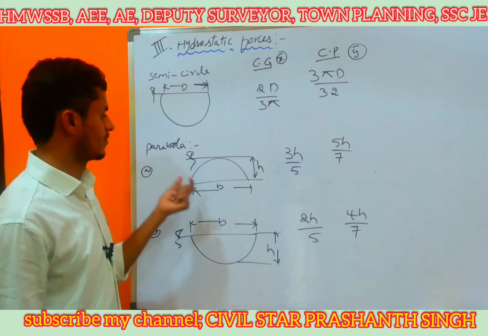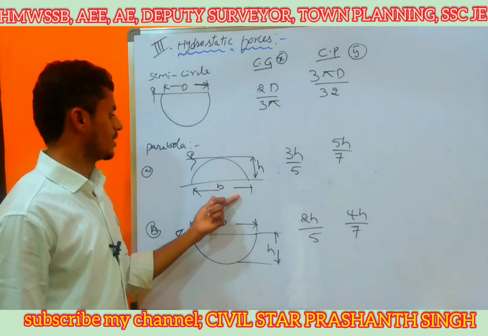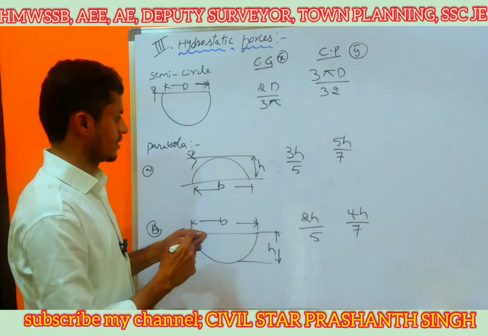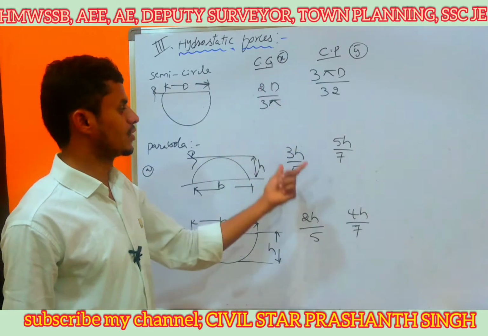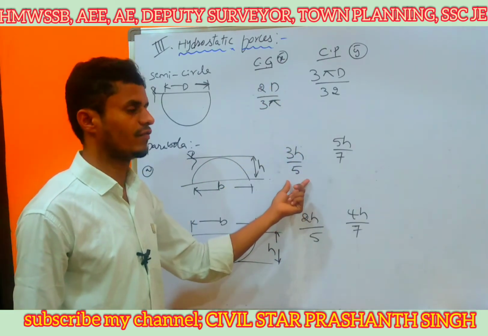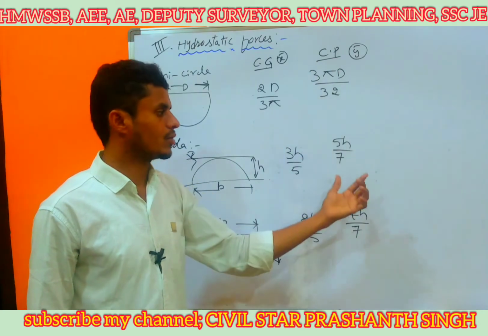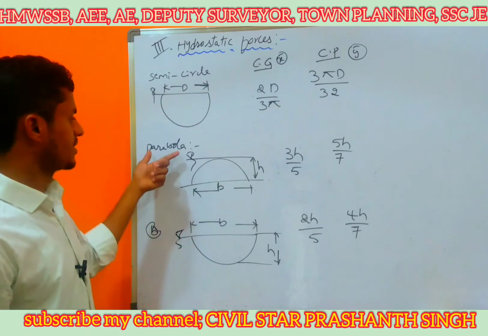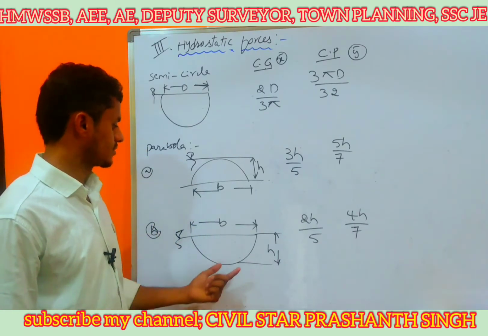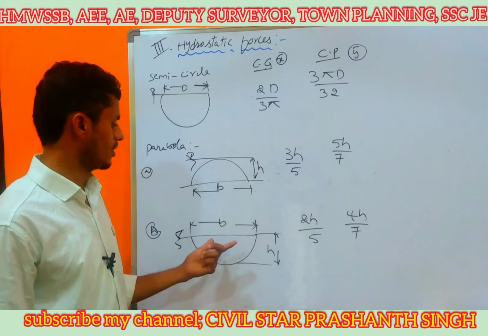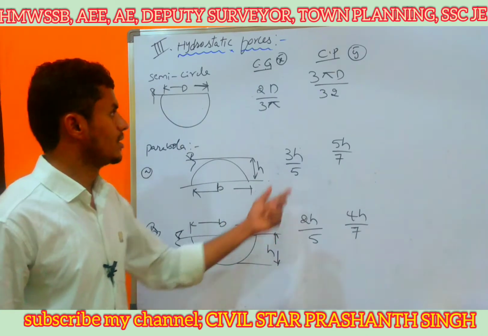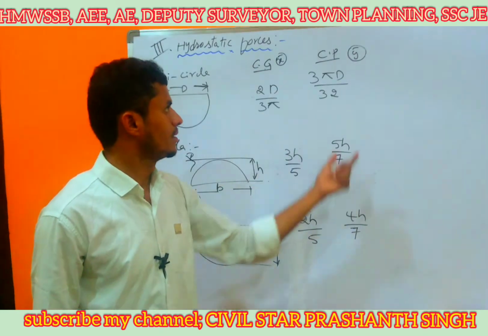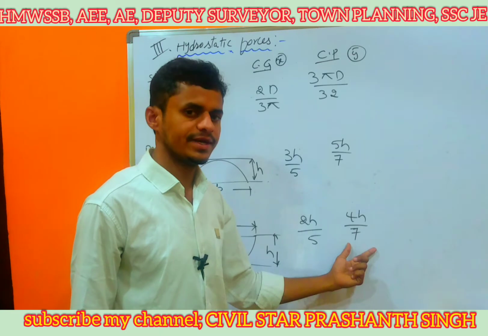For the parabola, this is B, and this is the height. Center of gravity x bar equal to 3h by 5. Center of pressure Y bar equal to 5h by 7. Next, for the parabola we have the second case, the reverse. This is B, this is the height. Center of gravity x bar equal to 2h by 5. Center of pressure Y bar equal to 4h by 7.